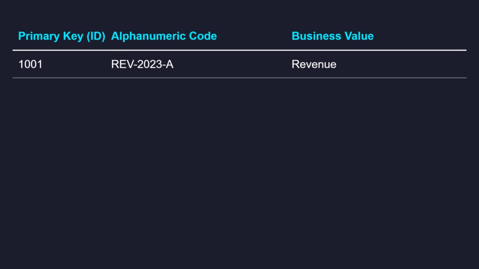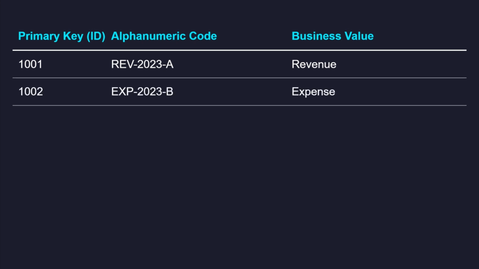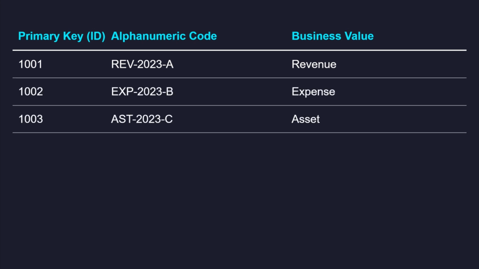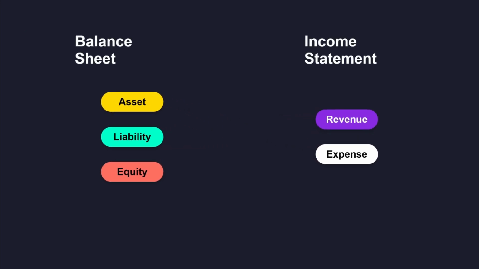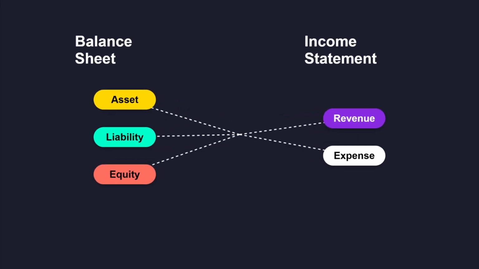Define your accounts table with a primary key identifier and a unique alphanumeric code to allow system analysts to categorize every business value and enable fast indexing during complex financial queries. Assign each account a specific type, such as asset, liability, equity, revenue, or expense, to determine how the application will treat the data when generating balance sheets and income statements automatically.